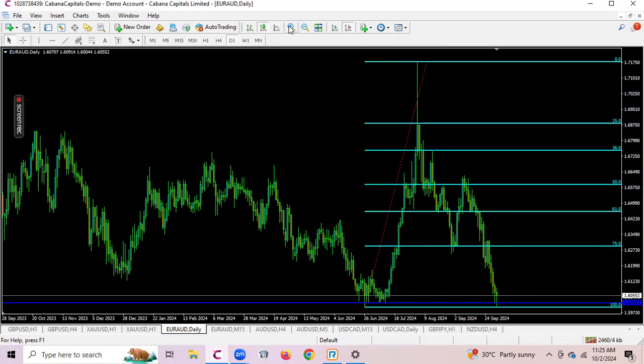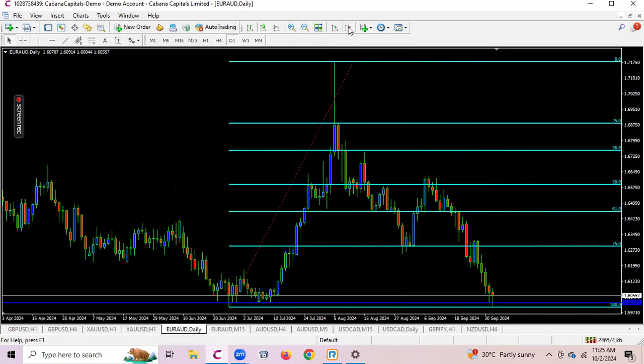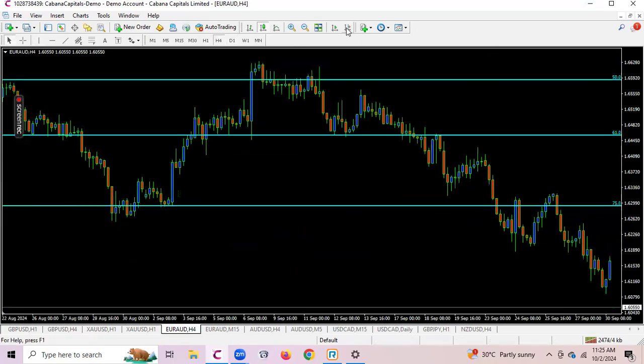But let's go down to a lower time frame. Let's see what's happening on the lower time frames, the 4 hour and the 1 hour. Okay, let's see the 4 hour.